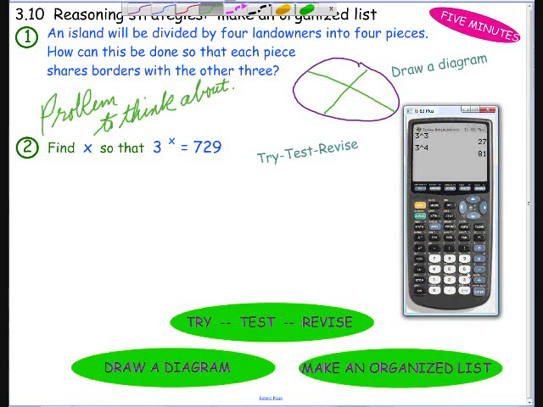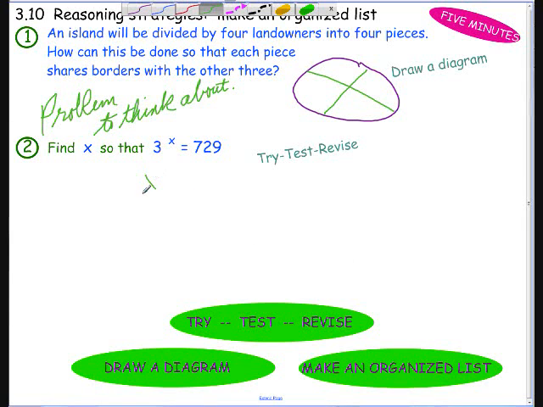That's not enough. All right, 3 raised to the 5th power. Now, we might be getting somewhere. Oh, not quite, but I think we might be getting close. What do you think? 3 raised to the 6th power. There it is. So x equals 6. So what was that? That was try, test, revise. And we did that several times until we arrived at the one that would work.